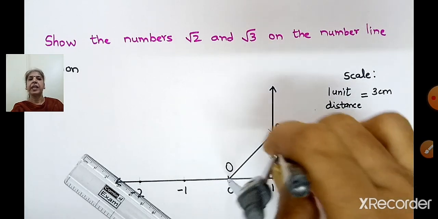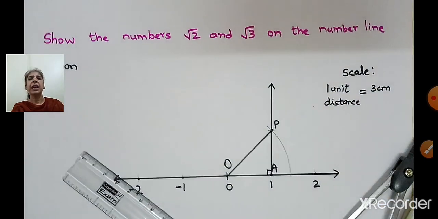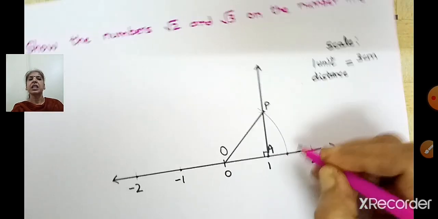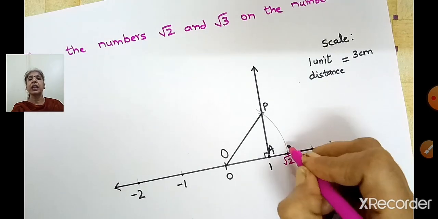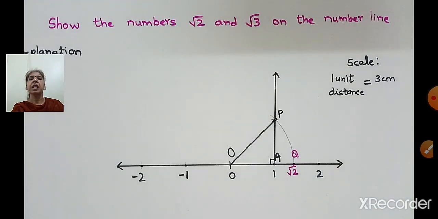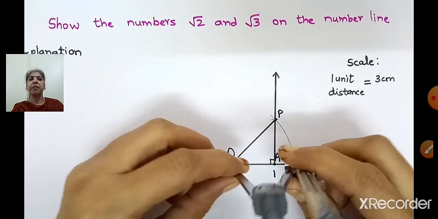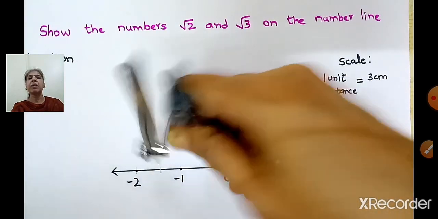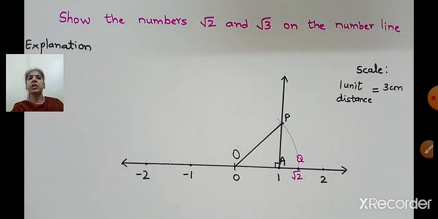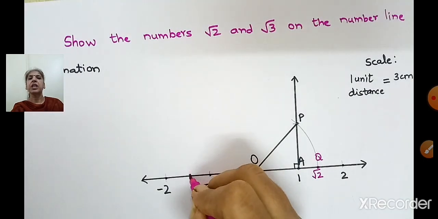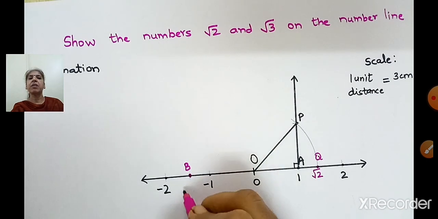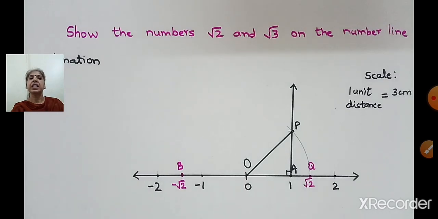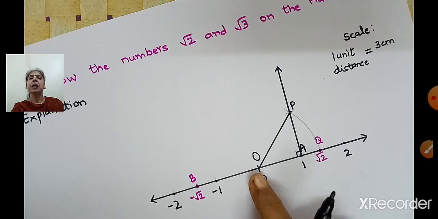Mark that point where it intersects the number line, and that number is, yes children, which number is it? It is root 2. So now if I take the same distance to my left, it will become negative root 2. So the distance OQ is root 2. And if I take it to my left, it will become negative root 2, and that negative root 2 is shown by the point B.